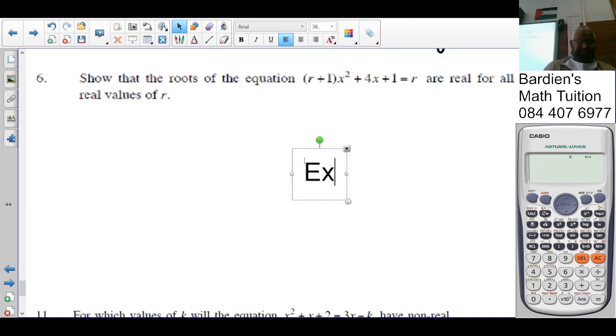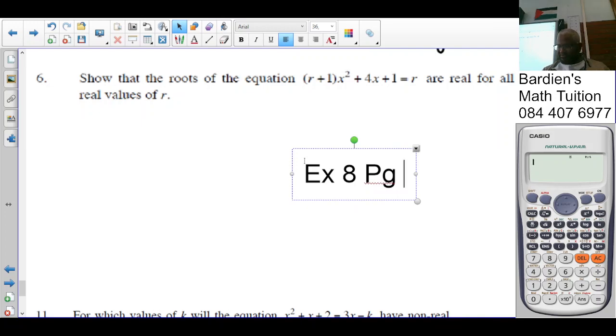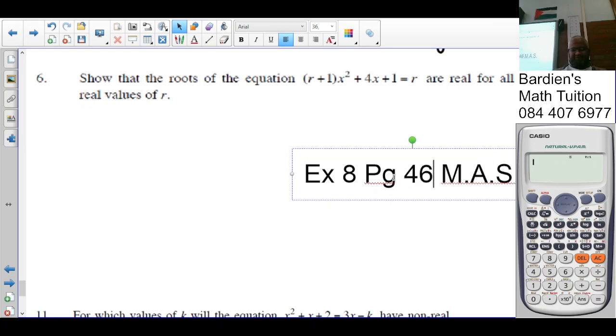This is exercise, what's this? 8. On page. What page is that on? To the Mine Action 6. Okay. You don't know? 36. 46. 36.